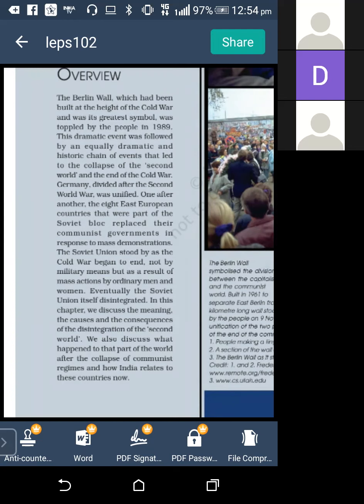So after the disintegration of Soviet Union, we will discuss why Soviet Union disintegrated. What were the causes of disintegration of Soviet Union? Number one, the causes, and number two, what were the consequences of disintegration of Soviet Union? Causes as well as consequences. Okay, now these two parts are done. Point number three, we will also study what were the consequences on India after the disintegration of Soviet Union.